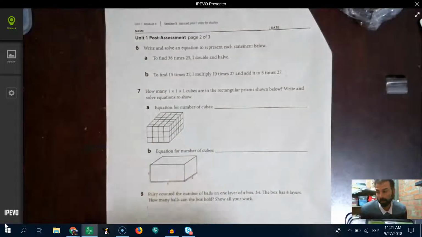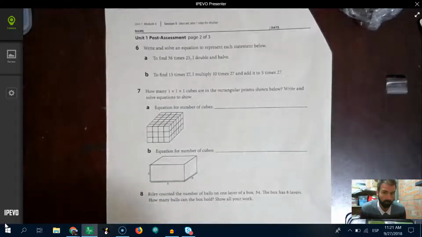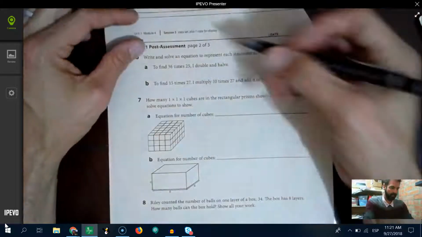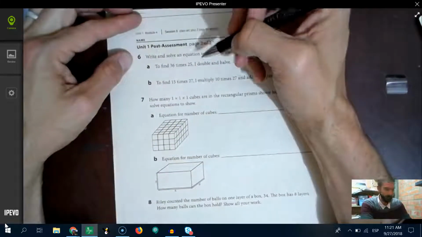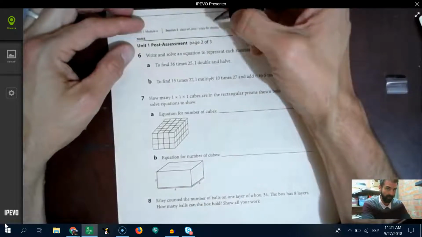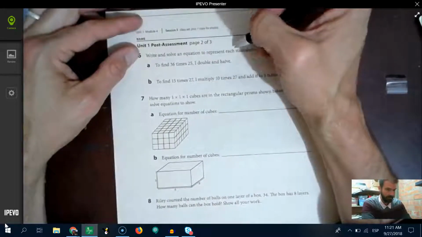Alright, so here we continue with the assessment. Problem number 6. It's split into two parts, A and B. Here it says write and solve. So I have to solve the equation. I have to write it and solve it. So there needs to be an answer to represent each statement below.